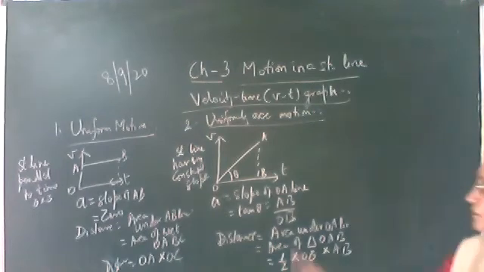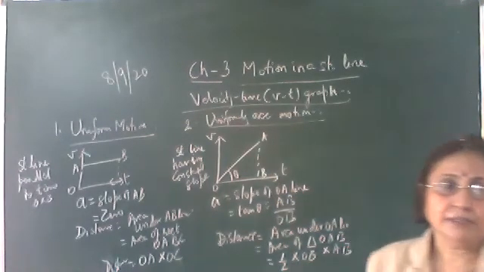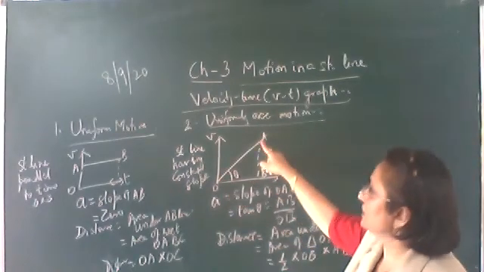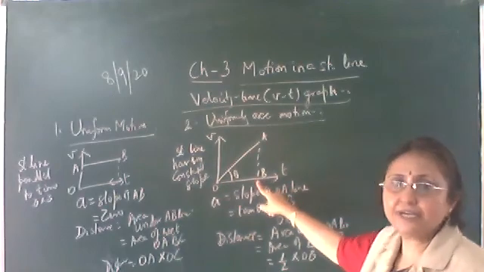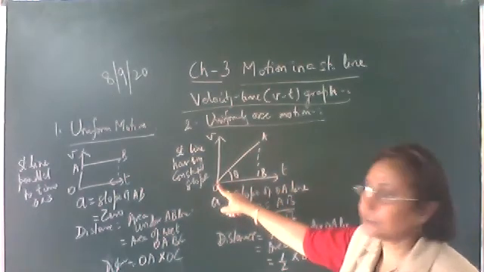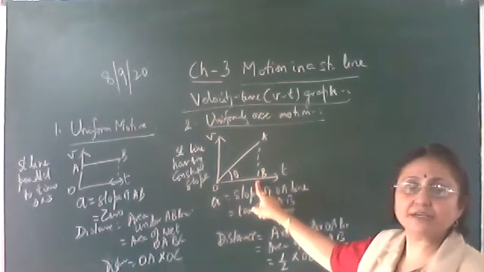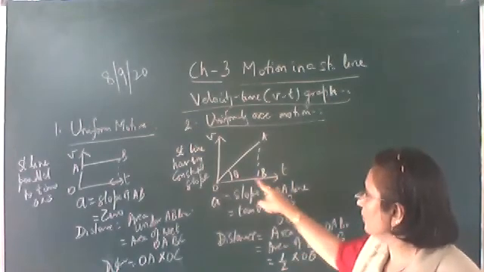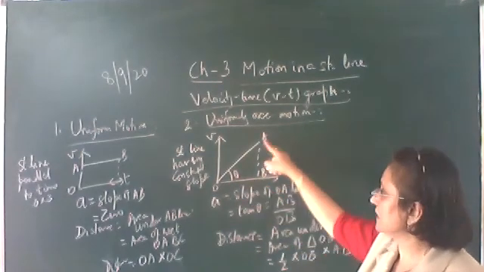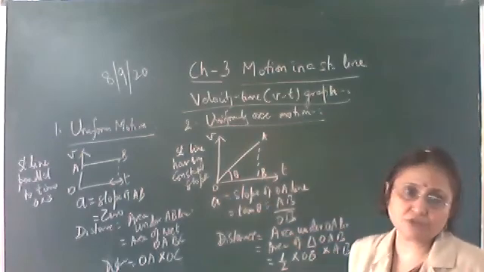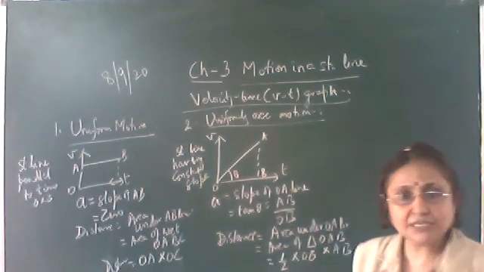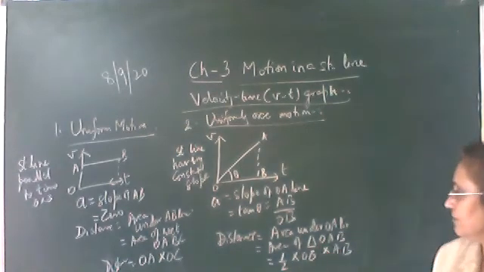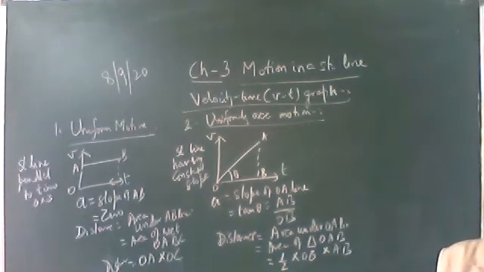So for uniformly accelerated motion, the graph is a straight line having a constant slope. So the acceleration is constant from O to B time interval. This is time t equal to 0. This is the final time, maybe 5 seconds, maybe 100 seconds, maybe 1 hour, anything. So from O to B time interval, the acceleration is constant. Why? Because the slope is constant, tan theta is constant, the same theta is made. So the acceleration is constant and the distance traveled can be found by finding the area under the line.